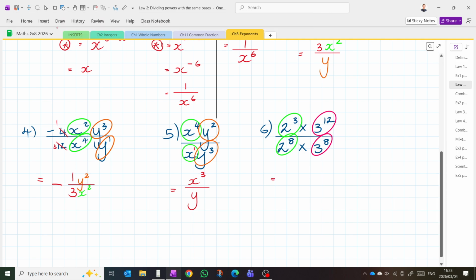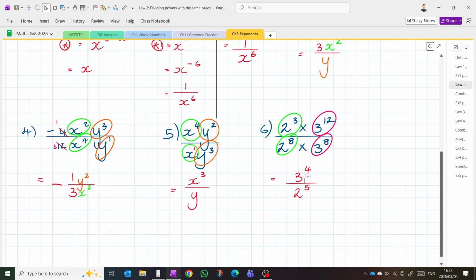Again, I'm going to stick with my shortcut. I'm going to subtract the smaller from the bigger. So 8 minus 3 gives me 5. The larger one was in the denominator, so 2 to the power 5 will be in the denominator. Then when we move on to the 3's, 12 minus 8 gives me 4. The larger power was in the numerator, so my answer will be in the numerator.